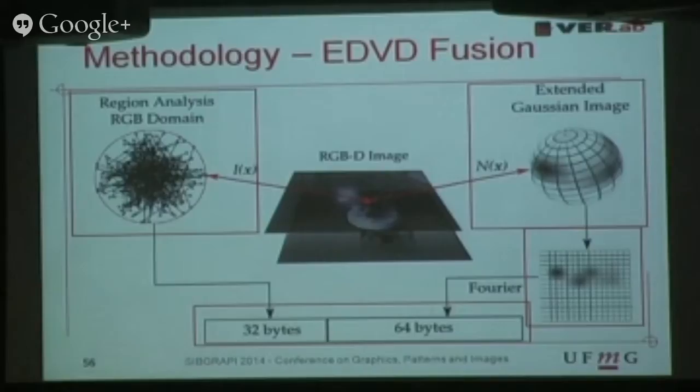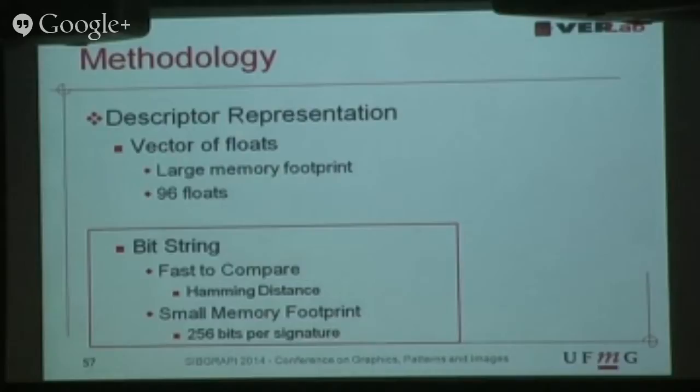As far as the representation is concerned, of course, you can think about a vector of floats, which is commonly used. One of the problems is that it has a large memory footprint if you want to store floats, IEEE 754. I forgot now the standard. What's the standard? 754, right? Whatever, one of those standards. It's not uncommon for you to use 96 floats, which is very large.